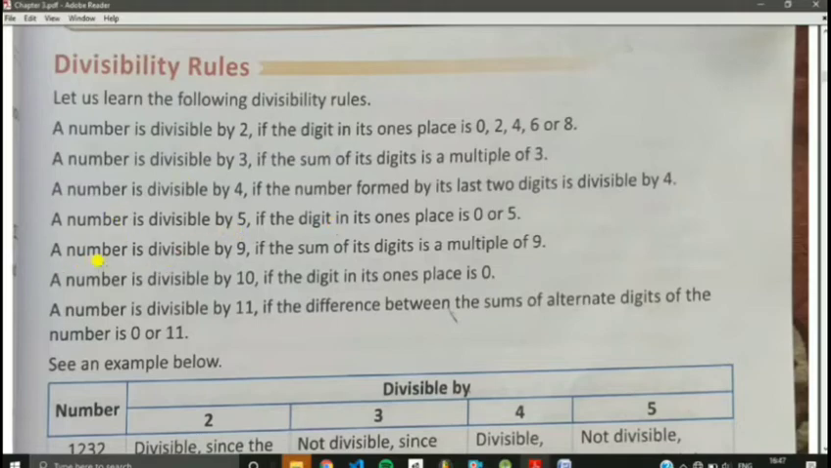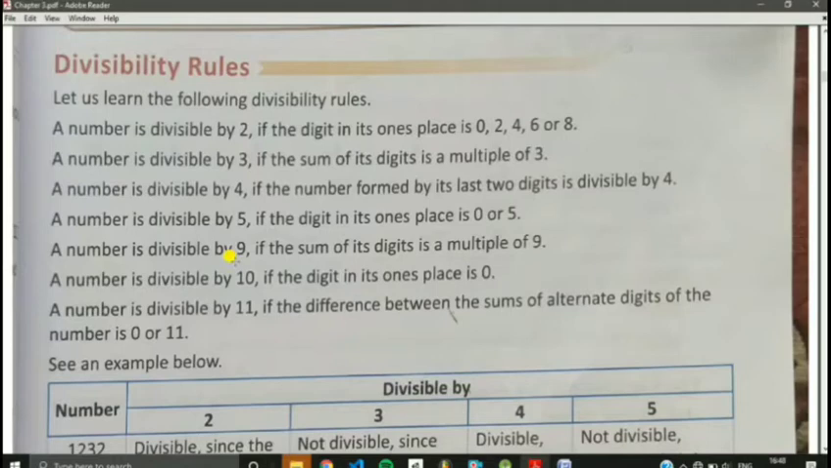Now comes a number divisible by 9. Now how to identify 9? 9 has the same concept as we have learned in the table of 3. Consider the table of 3 as the younger brother and 9 as the elder brother. So this way you will have the similarity. The rule is the same, only the difference is one is elder and one is younger.